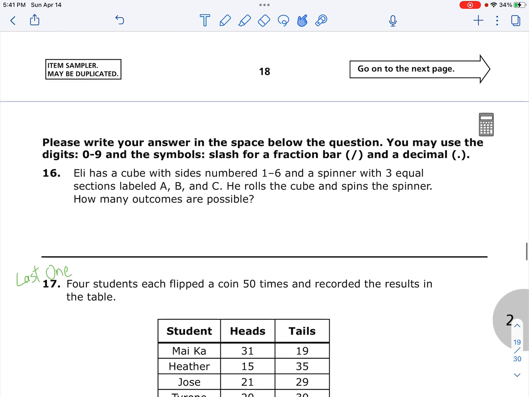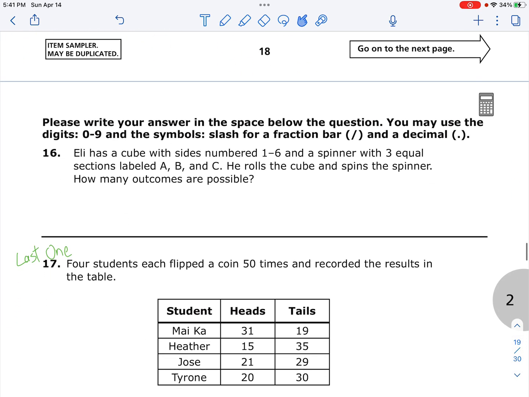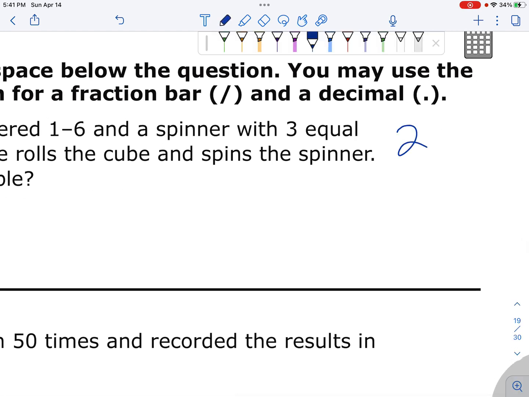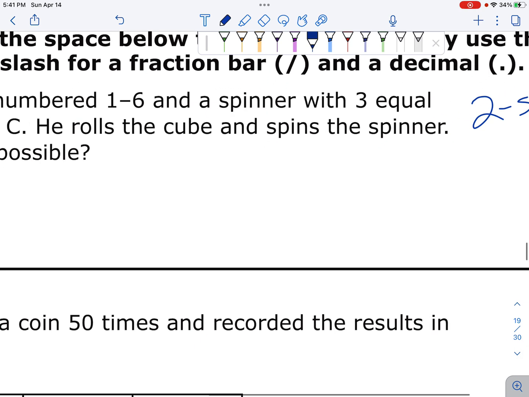Number 16. Eli has a cube with sides numbered 1 through 6 and a spinner with 3 equal sections labeled A, B, and C. He's going to roll the cube and the spinner. How many outcomes are possible? We did these types of problems. This is a 2-step problem. This is a perfect time to use a table.